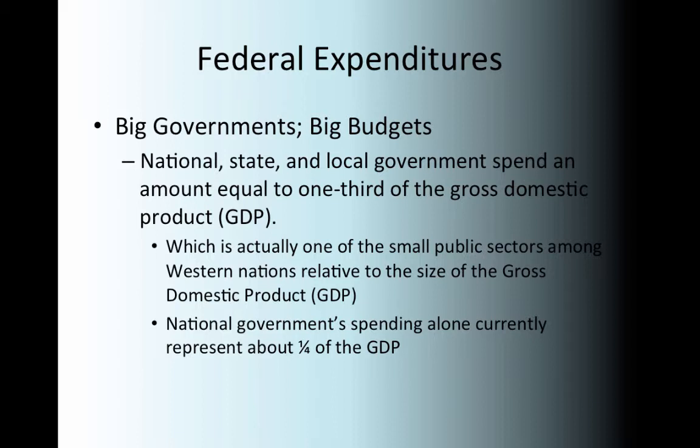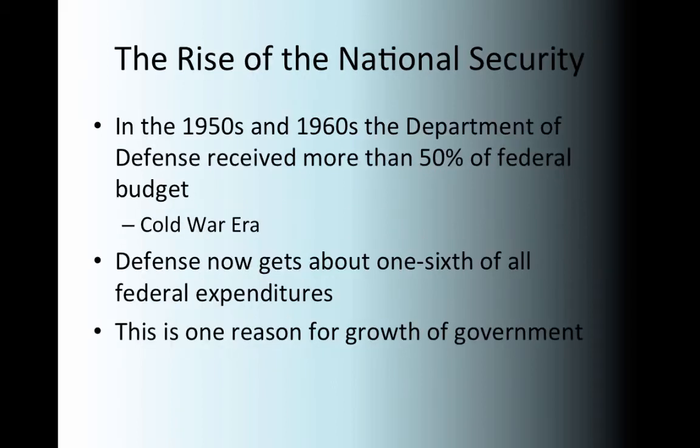among Western nations. The reason why is that a lot of other Western nations' governments actually spend more money on social programs like healthcare, childcare, and maternity leave, and they provide those paid services for all the citizens, but those services are obviously going to cost the government money. Our national government spending alone currently represents about 1/4 of the GDP, so just an interesting way to measure that. And the two main reasons why our government has such hefty expenditures is twofold.